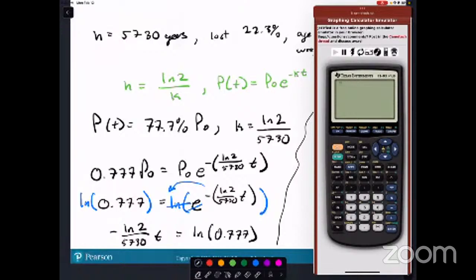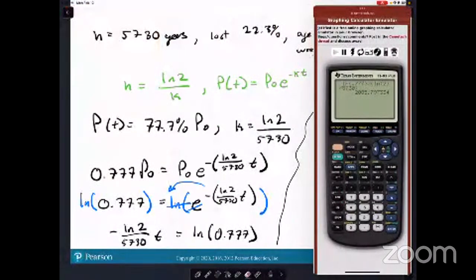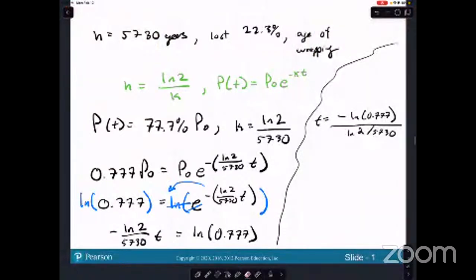Because I might have an error with my sign. Natural log of 0.777, divided by the natural log of 2 over 5730. Notice my use of parentheses. I think we're okay. How old is it? We would anticipate thousands of years old. So if we round, 2086 years old, according to this. T is approximately 2086 years old.